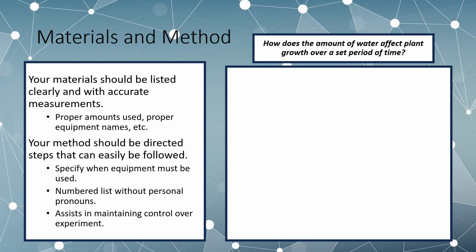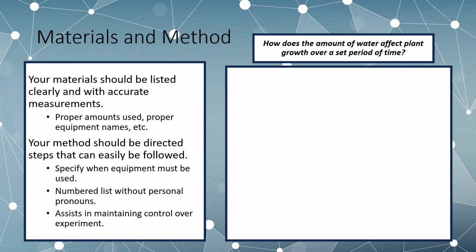Your materials and method are always a good section to get nice, easy marks in when you're getting marked on a lab report, as they can be quite easy to construct neat and concise lists of materials and your method for how you completed the experiment. Your materials should be listed clearly and with accurate measurements included. This includes proper amounts used of each material you've got, proper equipment names, etc.